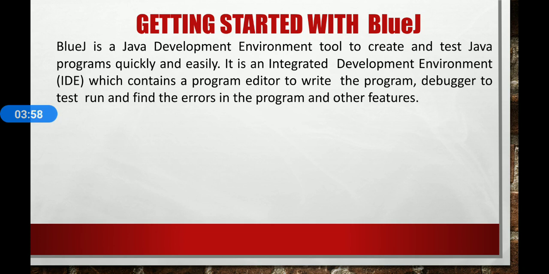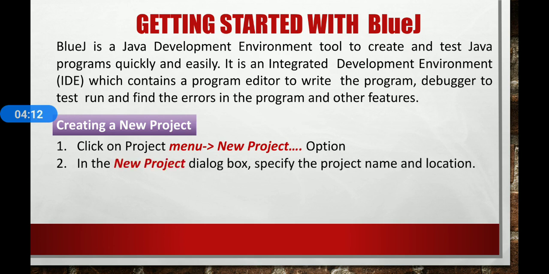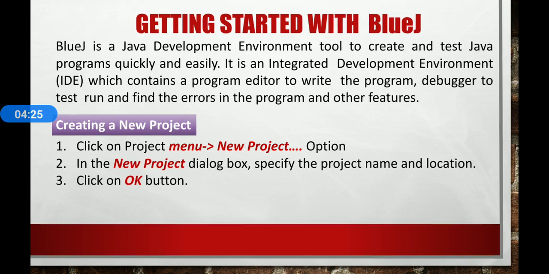Now let's see how to create a new project in BlueJ. First, click on the Project menu, then choose the option New Project. In the New Project dialog box, specify the project name and location. Click on the OK button.